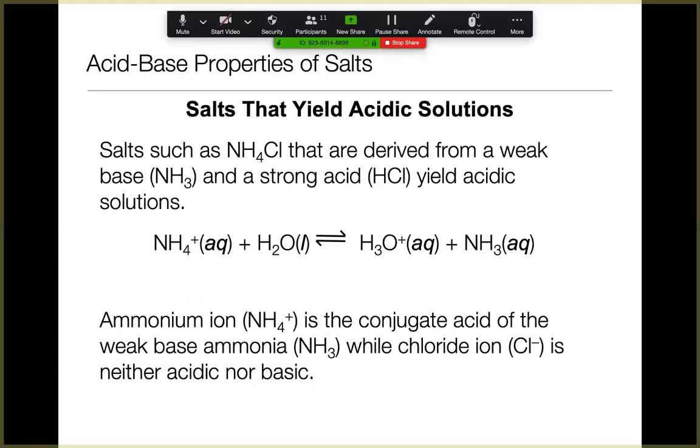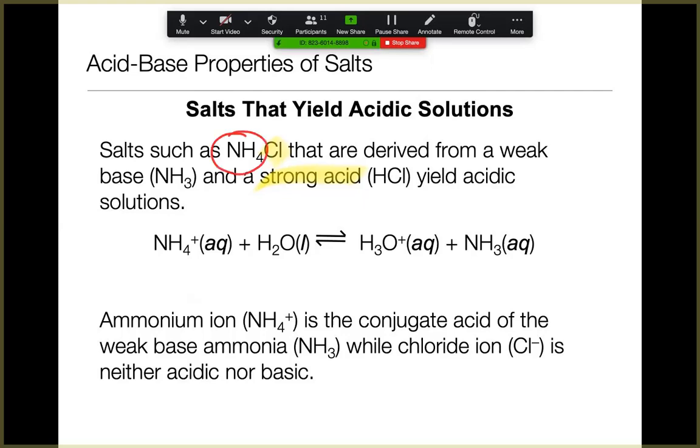In the last example, when I gave you something like sodium chloride, the Na came from a strong base, the Cl came from a strong acid. What happens if it's not equally divided between strong and strong? If I take the example of NH4Cl, ammonium chloride, the chloride itself still follows the same rules as the last slide. It came from a strong acid, so it is a very, very weak base, effectively not affecting the pH.